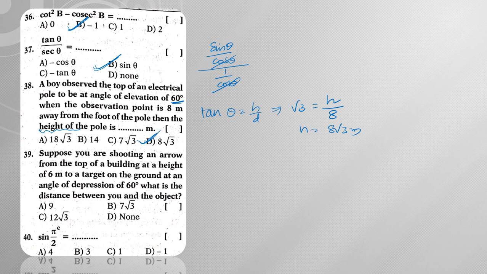Next, suppose you are shooting an arrow from the top of a building at a height of 6 meters to a target on the ground at an angle of depression of 60 degrees. What is the distance between you and the object? If you observe carefully, this is my target and from here he is shooting, right? These two lines are parallel and the angle of depression is 60 degrees. So if this is 60 degrees, then this is also 60 degrees. What is he asking? The distance from the observer to the target. That means this hypotenuse length we need to find out. The height of the given building is 6 meters, right?